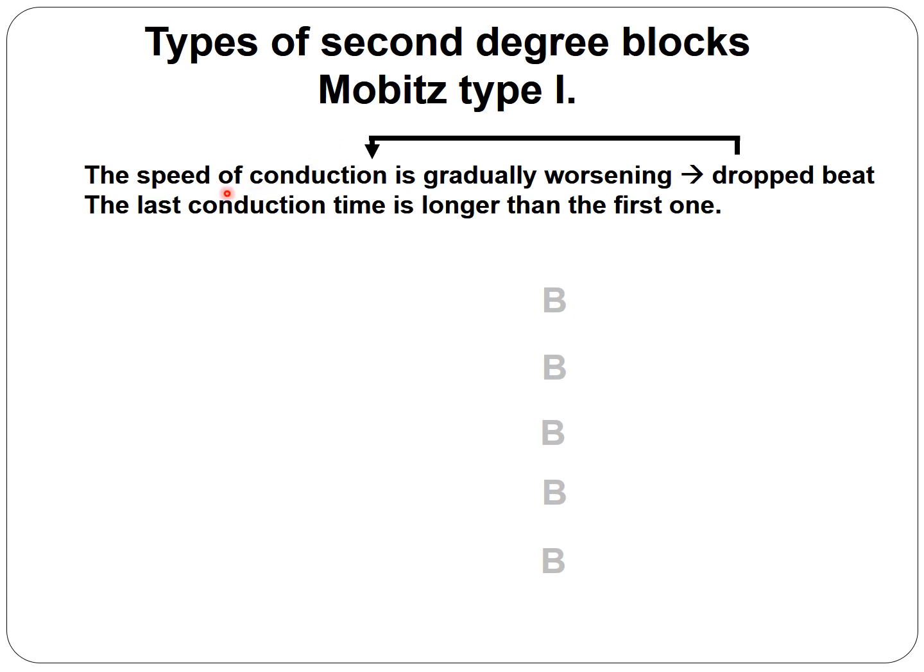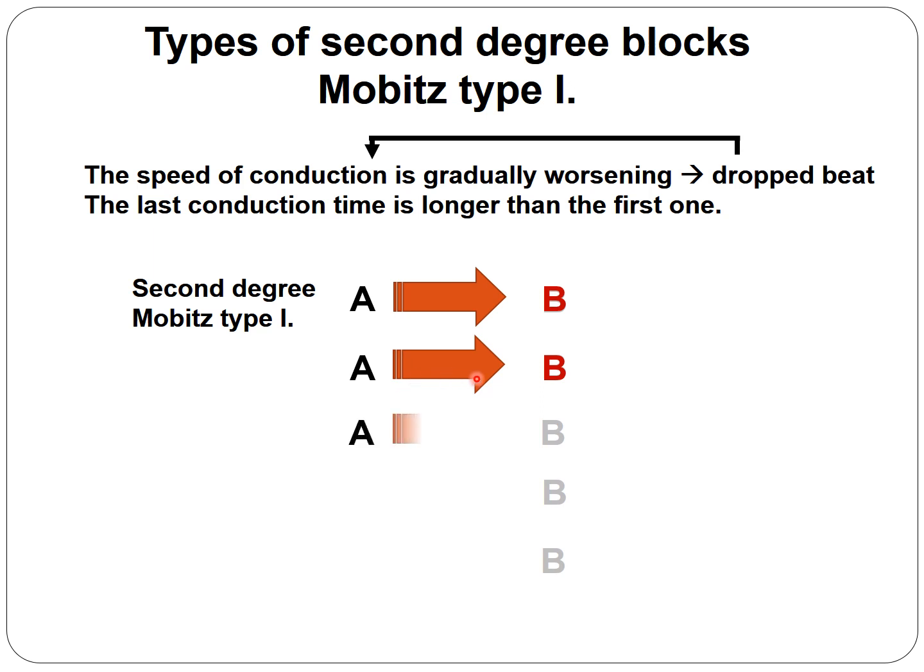Mobitz type 1 means the speed of conduction is gradually worsening until we have a dropped beat, and the last conduction time is longer than the first conduction one. So the depolarization gradually slows down in how it spreads. And once we have a dropped beat, after this the depolarization spreads with the same velocity as at the beginning. Usually this type of block is regularly repeated. We can have, for example, as here, 4 to 3 conduction.